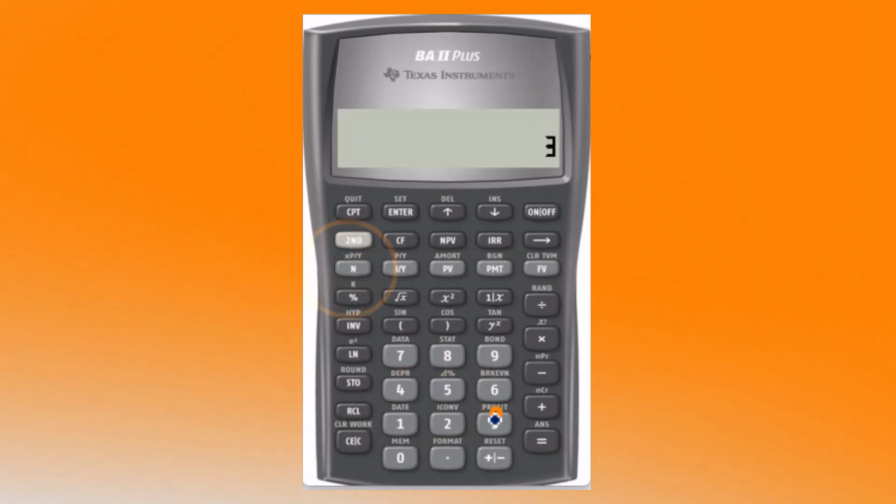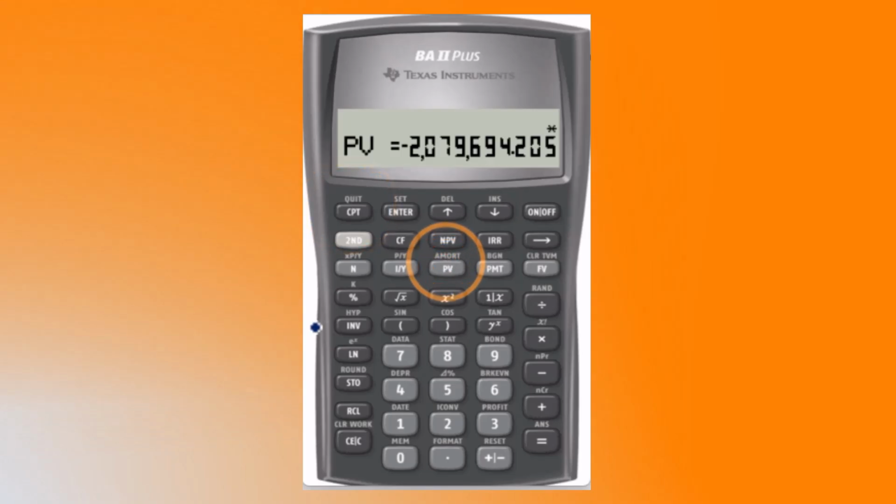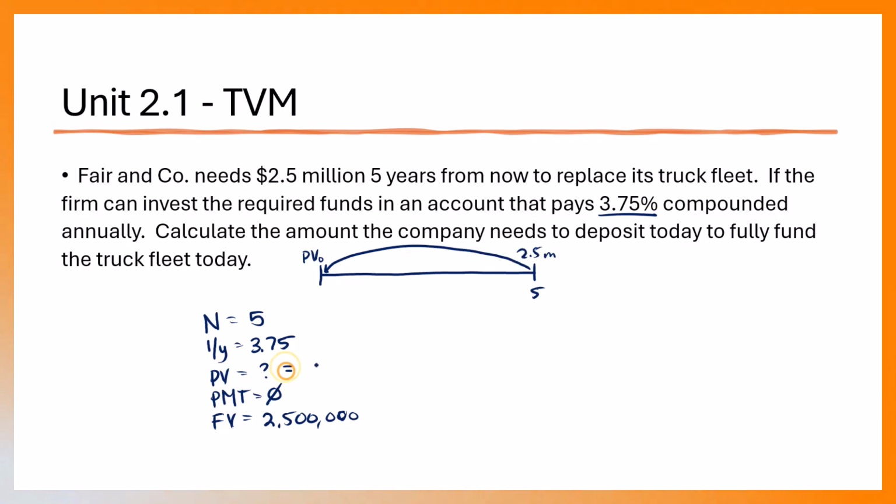N is 5, 3.75 is my interest rate, 0 is my payment. I'm keeping the 2.5 as a positive number. And our present value, or the amount that they would need to deposit today, is $2,079,694.21. That is the answer to this particular problem.